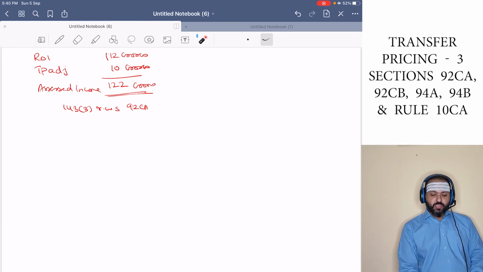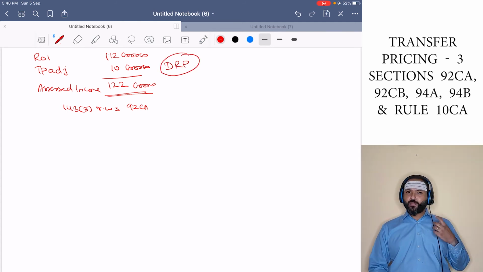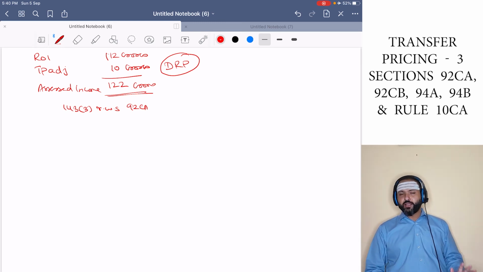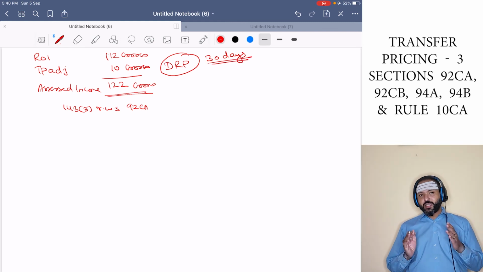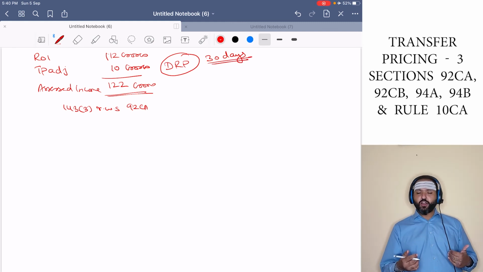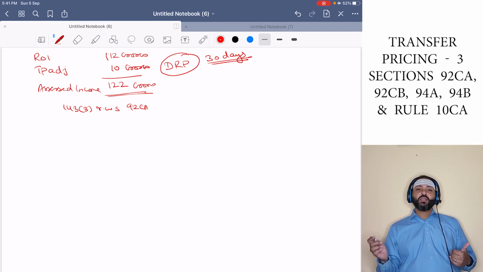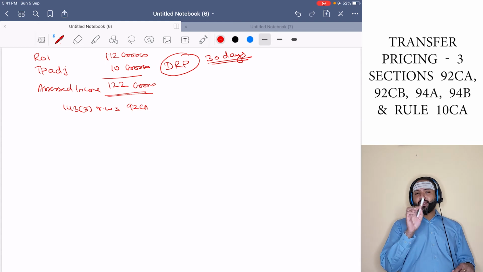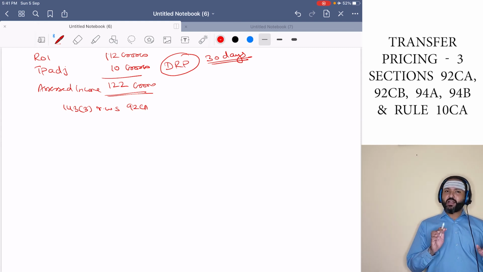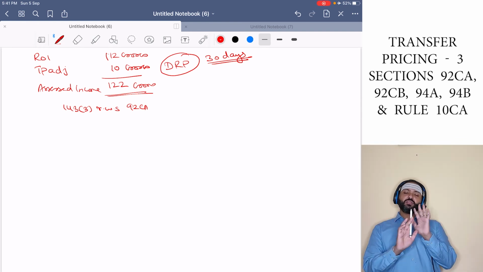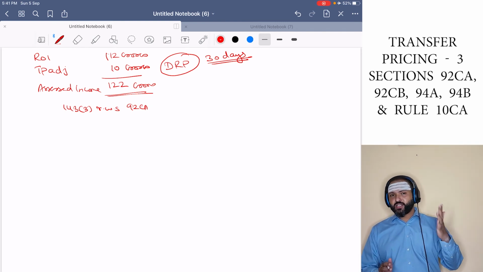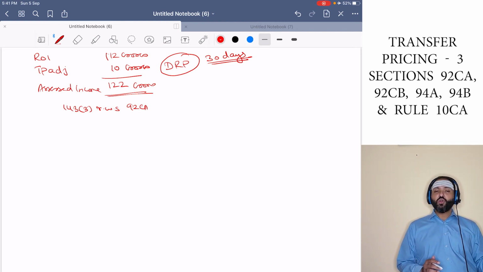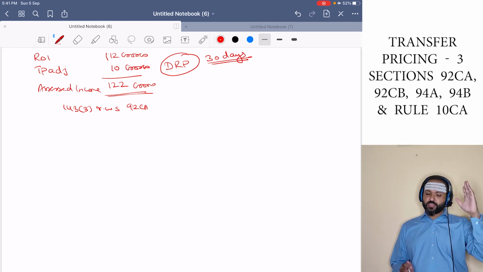Then he can go to a body called the Dispute Resolution Panel, which we will see as part of the assessment procedure. Just wait till then. There is a time limit of 30 days from the time they receive the draft assessment order, within which they can go to the DRP. If they don't go to the DRP, it is deemed that they have accepted the draft order and the final order will be passed. So this is the provision relating to reference made by the assessing officer to the transfer pricing officer.